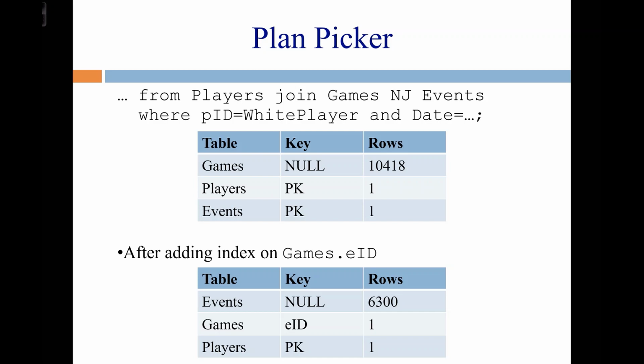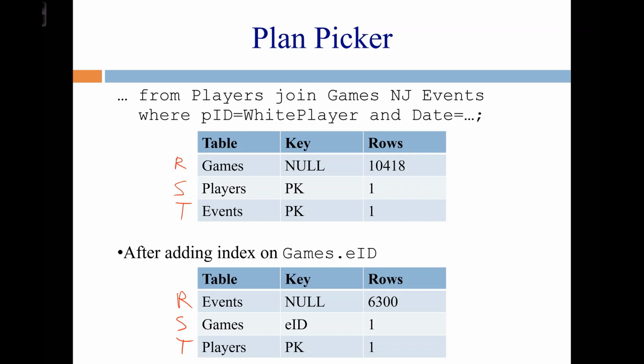We saw that with only the default indexes, the primary indexes, the plan was games, then players, then events, and its estimate was about 10,000 rows for the outer relation. After adding an index on games.eid, the plan changed to events, then games, then players, and its estimate of the cost went down. But it is important to keep in mind this is just an estimate. This is what the plan will do, but in terms of the number of rows accessed, that's totally an estimate.